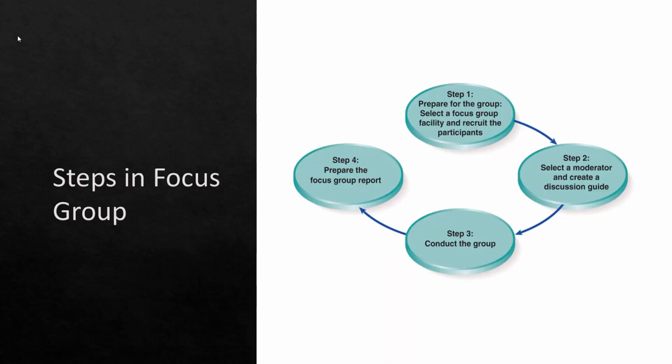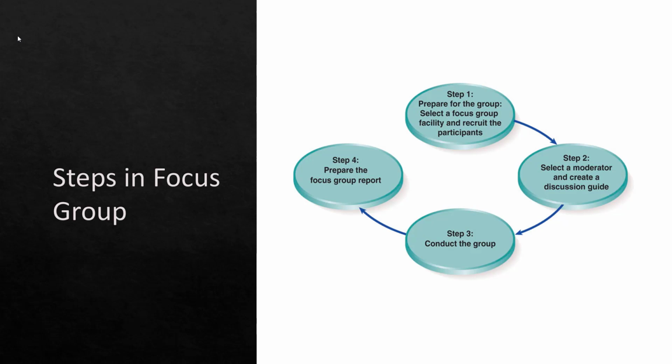We have 4 steps in doing focus groups. When we talk about research, we focus very much on procedure, so that each individual step must be followed rigorously, to make sure the research is done properly. First of all, you prepare for the focus group: select the focus group facilities and recruit participants. You need a group of people, and you need a facility, obviously.